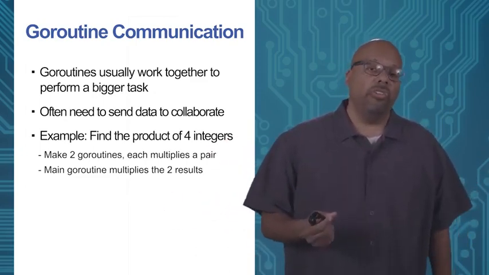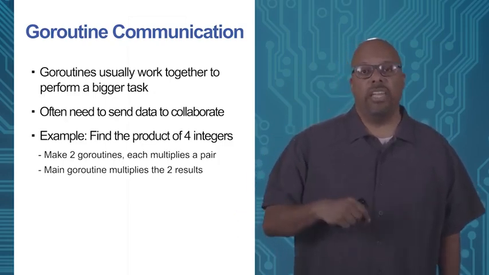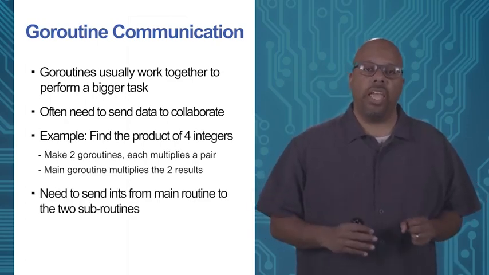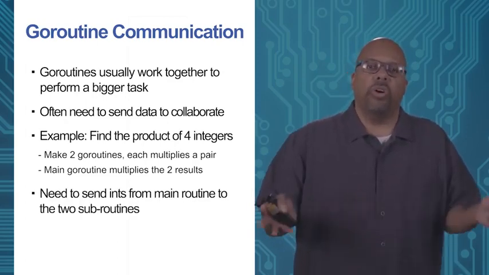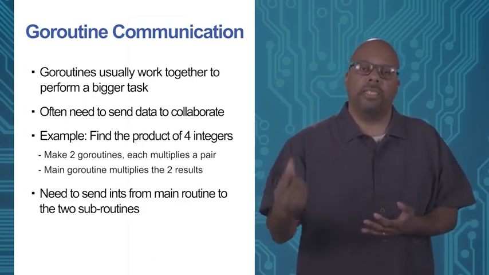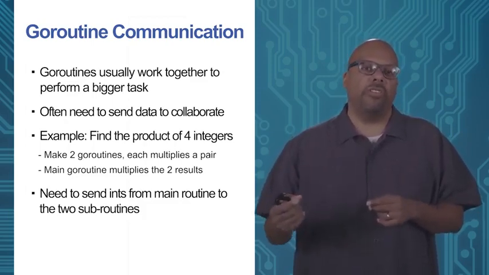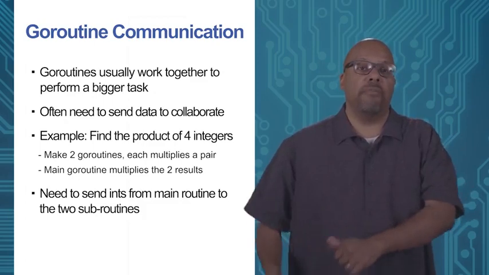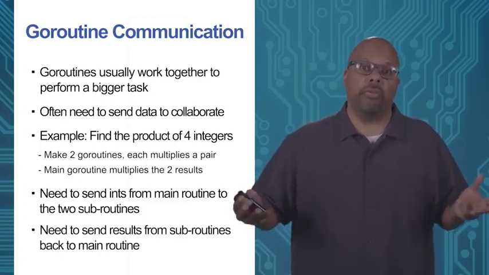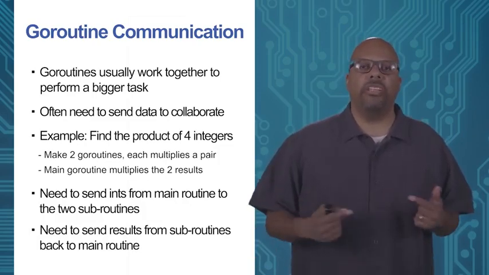So in order to do this, you're going to need to send data, specifically integers, from the main routine to the 2 subroutines, right? So these 2 new Go routines that you created, you've got to give them the 2 numbers that you want them to multiply. So data has to go from the main Go routine to the sub-Go routines. And then the results of these sub-Go routines have to come back to the main routine, right? Because main has to get those pieces of data and multiply them together to get the final result. So you can see the data transfer that's going on between these Go routines.